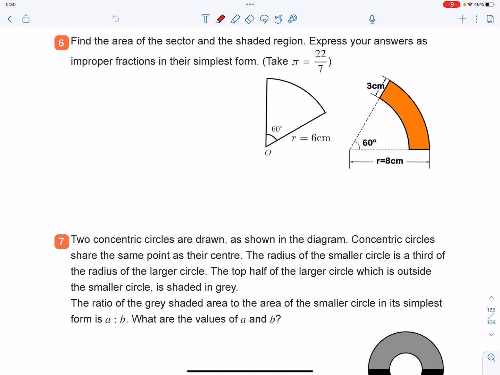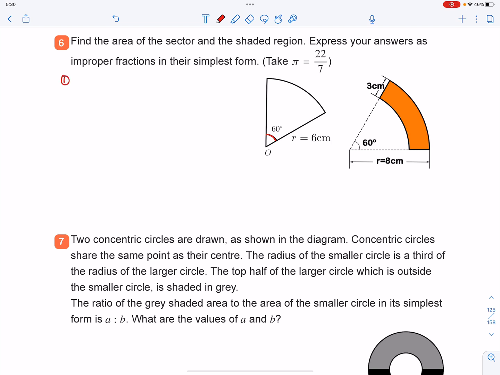As for the first one, we know that it's just a sector. So to get the area of a sector, you have to know that it's part of a circle. To get the area of that circle, you're going to do pi times r squared. And since that is just 60 degrees of this sector, you're going to do 60 divided by 360.